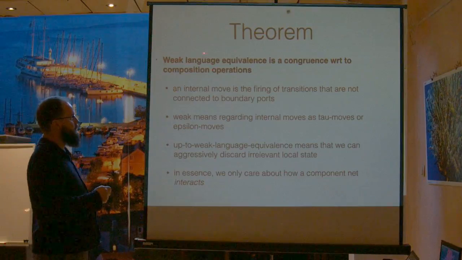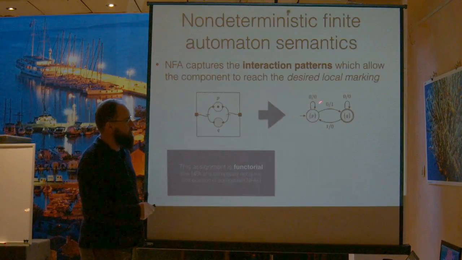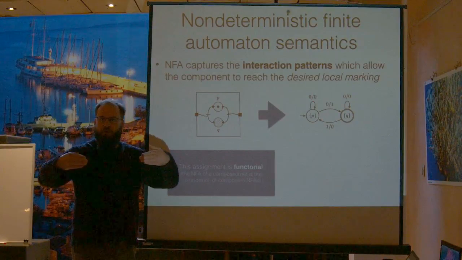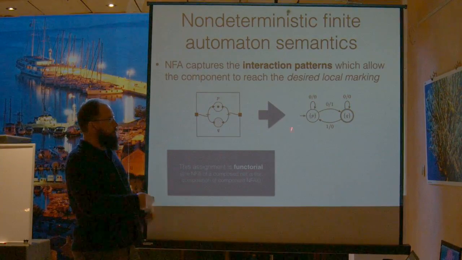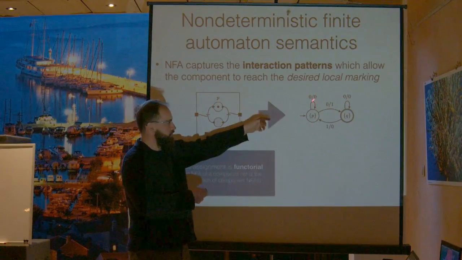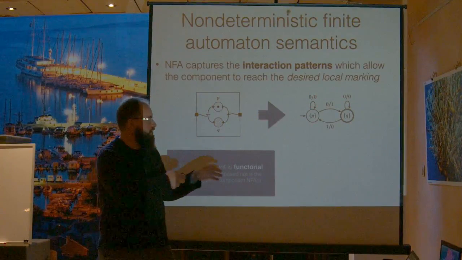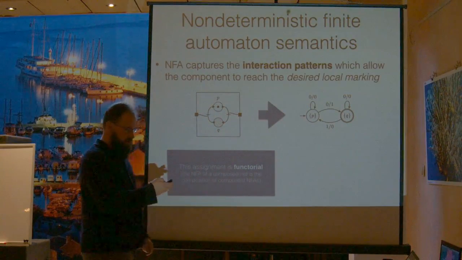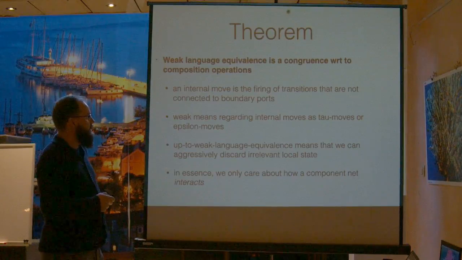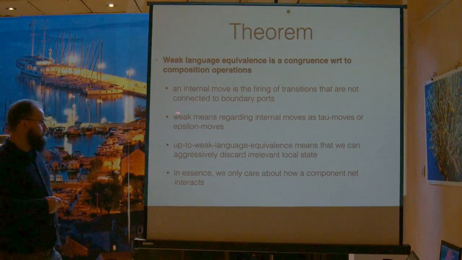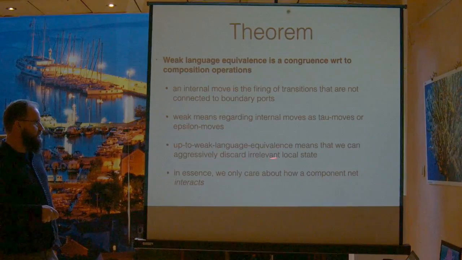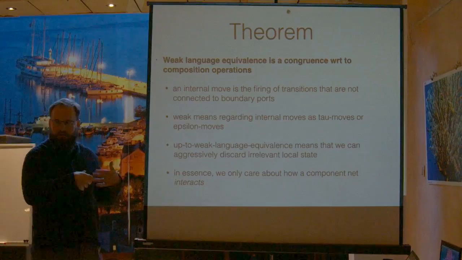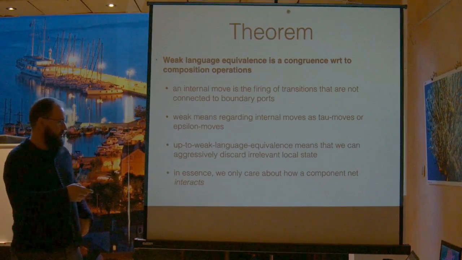So weak language equivalence, what that means is it's language equivalence, but you ignore the zeros. So you consider two words to be the same by ignoring the zero labels. Intuitively, these labels mean you're not doing anything, right? So you're not seeing any state change. And so we can use this, up to weak language equivalence, to just aggressively discard irrelevant local states.